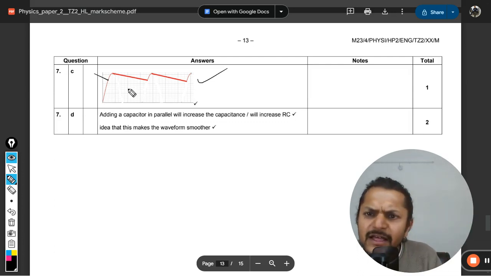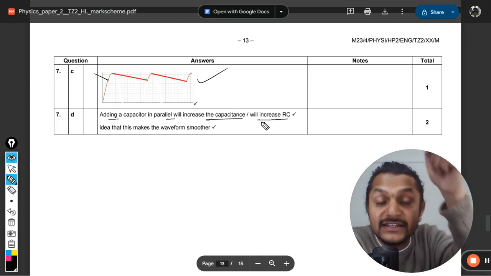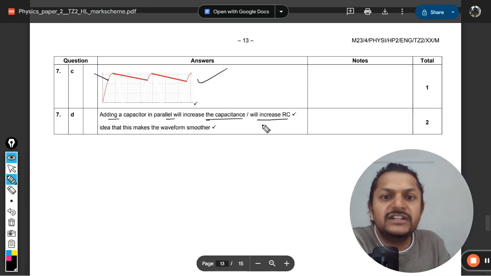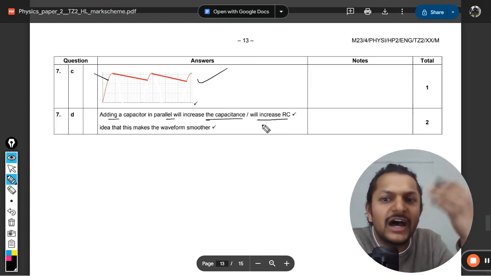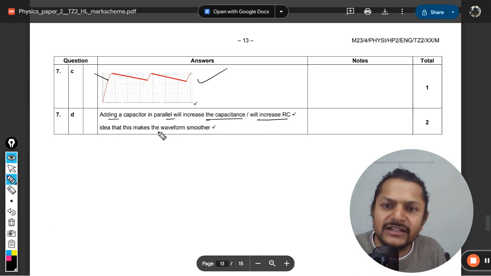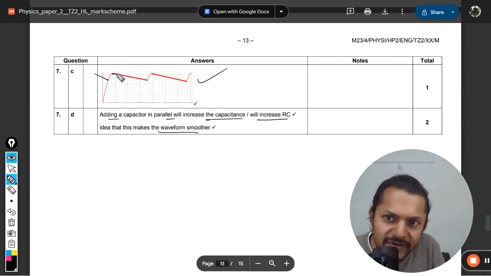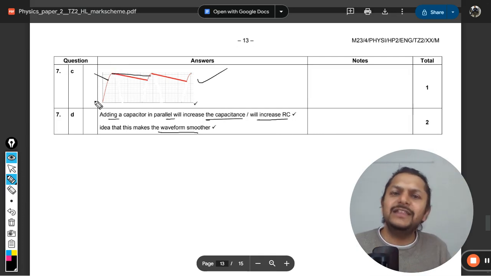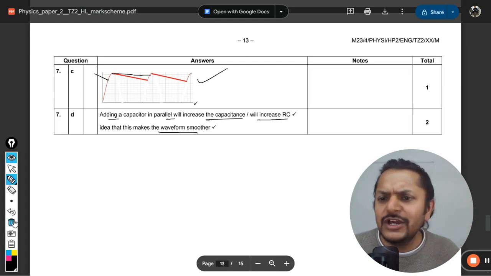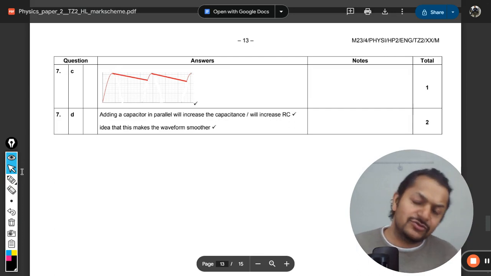But anyways, adding a capacitor in parallel will increase the capacitance and thereby increase the RC value, which is the time constant. So the half life is also increased. The idea is that it makes the waveform smoother. So instead of going like this, it will go like this now. That is why it is becoming even more smooth. So this is the explanation for this question, dear students.